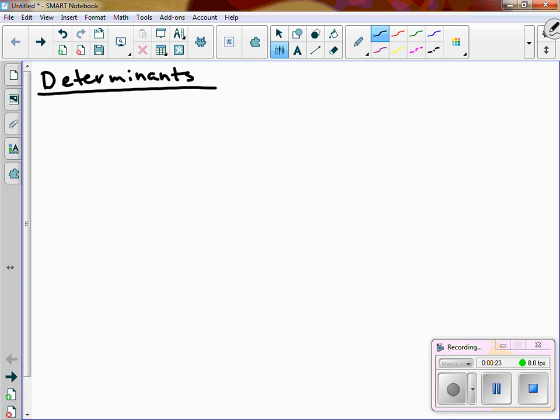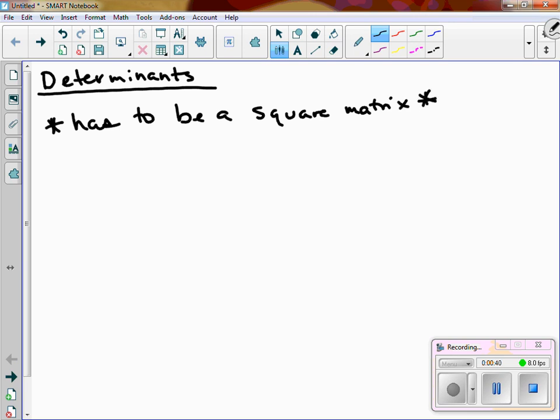A determinant has to be a square matrix. And what that means is that a square matrix has the same dimensions in terms of your rows and your columns. We're starting with a 2 by 2, and then we'll move up to a 3 by 3.